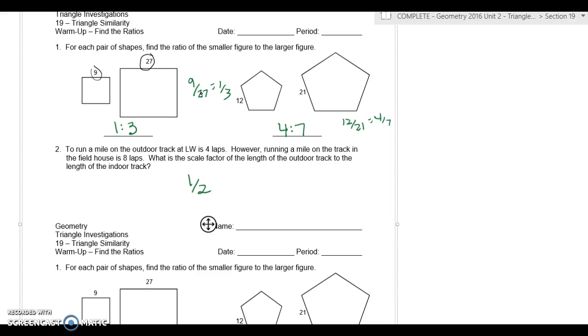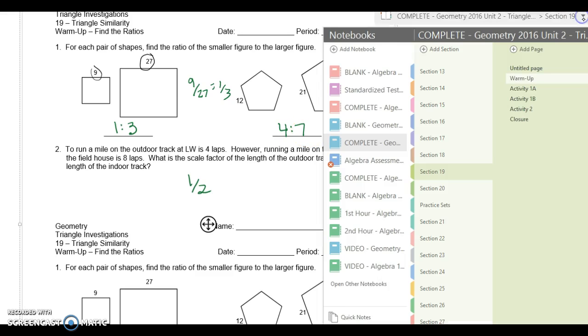Same thing with 12 to 21. So we're going to put 12 divided by 21. We're going to take a 3 out of each of those to reduce it. And we're going to get 4 out of 7.